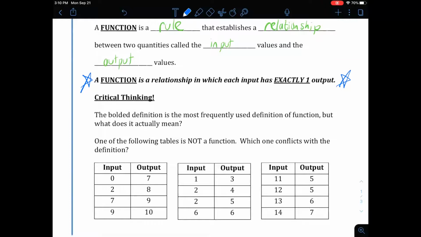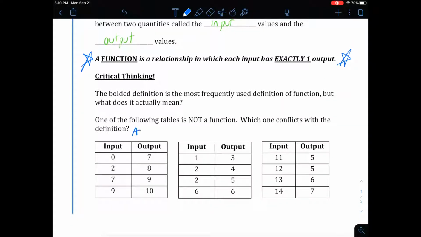It says critical thinking. The bolded definition is the most frequently used definition of function, but what does it exactly mean? One of the following tables is not a function. Which one conflicts with the definition? I want you to pause the video and think about which one you think. 2 of these are functions, 1 of them is not. See if you can guess whether A, B, or C is not a function.